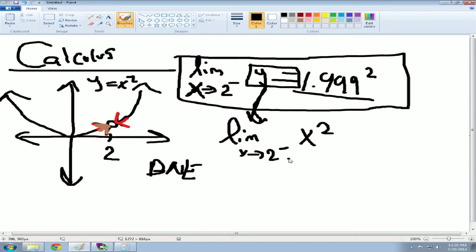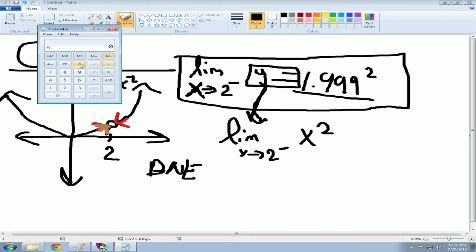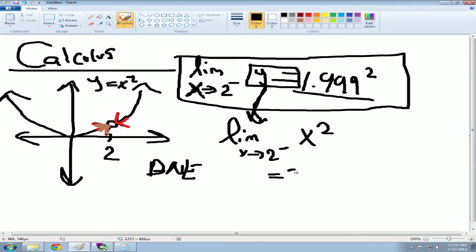So you're going to plug in this number, 1.99 squared. You're going to come out with a number like, let's see, I'm going to multiply it again because I don't know how to square in this. 3.996. So this equals 3.996, and this is the limit as x approaches from the left side.